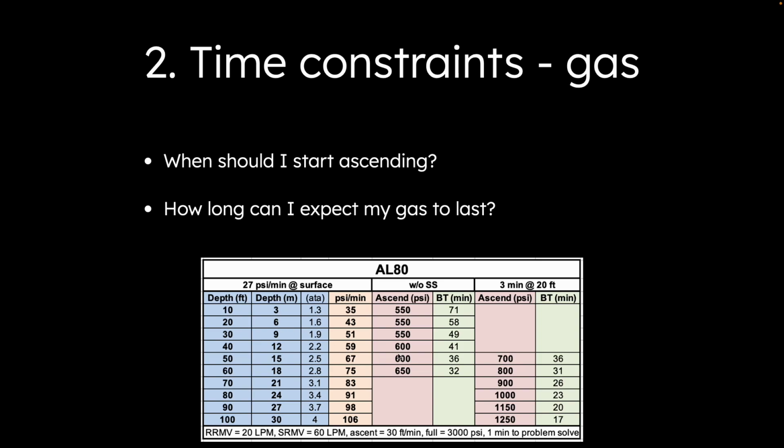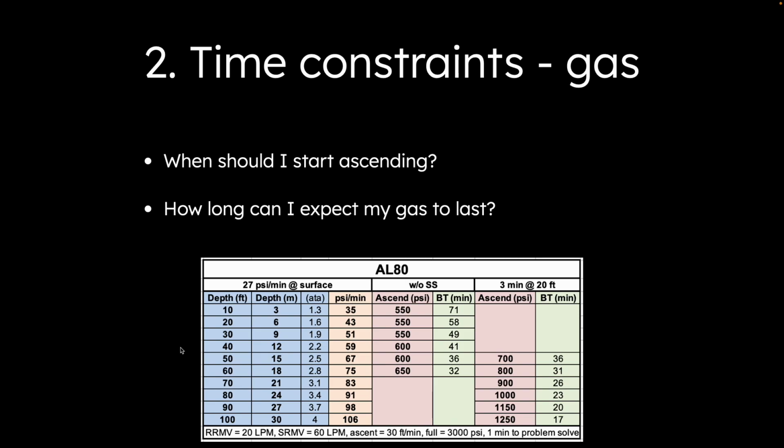But this is a table that gives you an idea of when you should start ascending and how long your gas is going to last. And so there are a number of assumptions that go into the math behind this. And one of the important ones, I'd say, is I'm assuming that you are breathing 20 liters of gas per minute, or the equivalent of that at the surface, what we call a SAC rate. So 20 liters per minute. And that is typical of most people.